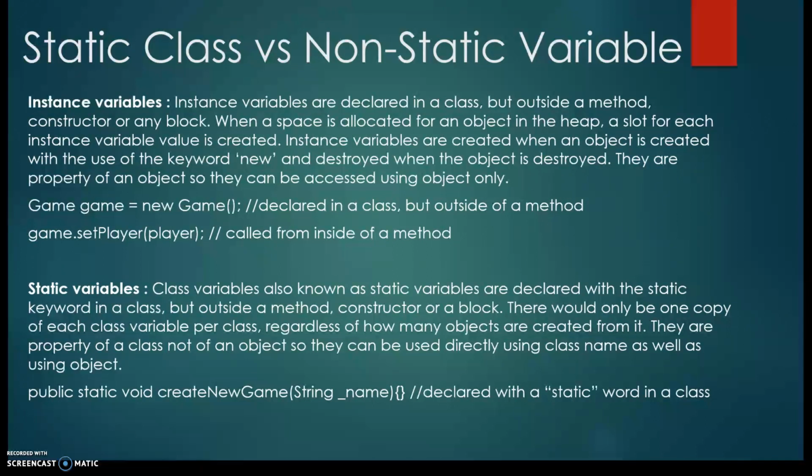And then static variables. Class variables, also known as static variables, are declared with a static keyword in a class, but outside a method, constructor, or a block. There would only be one copy of each class variable per class, regardless of how many objects are created from it. They are a property of a class, not of an object, so they can be used directly using class name as well as using object. And here's an example declared with a static word in a class. It's public static void with a name create new game.